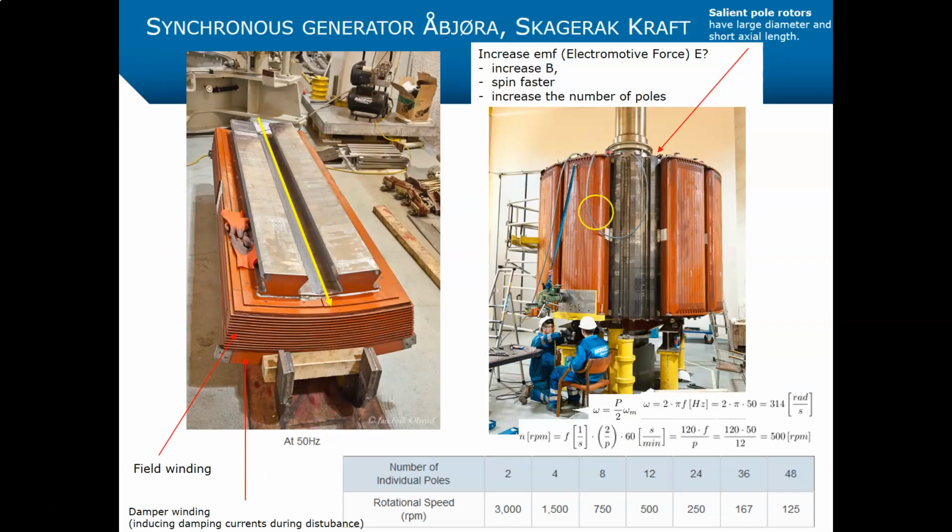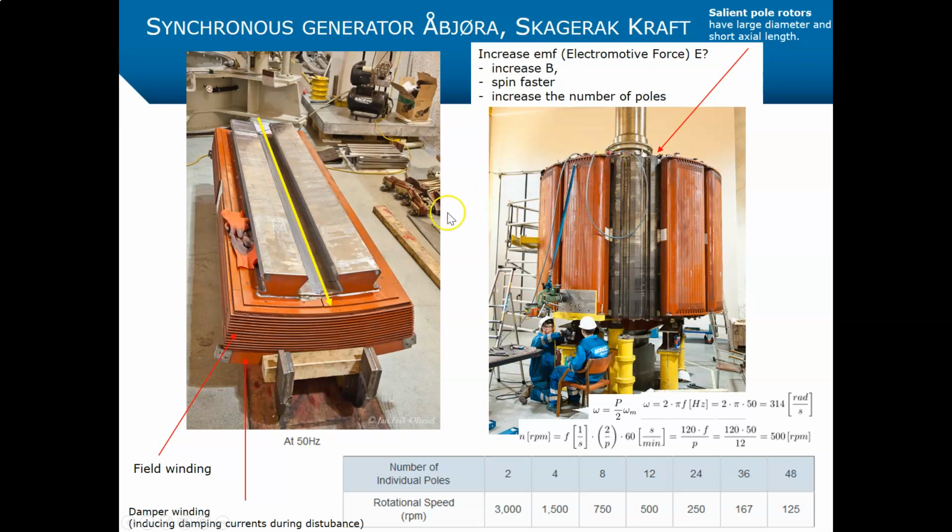Here you can see the rotor from the synchronous generator, Åbyra. And as I said earlier, if you want to increase the EMF, you can increase the B, spin faster, or increase the number of poles. So that's all if you want to increase the voltage.